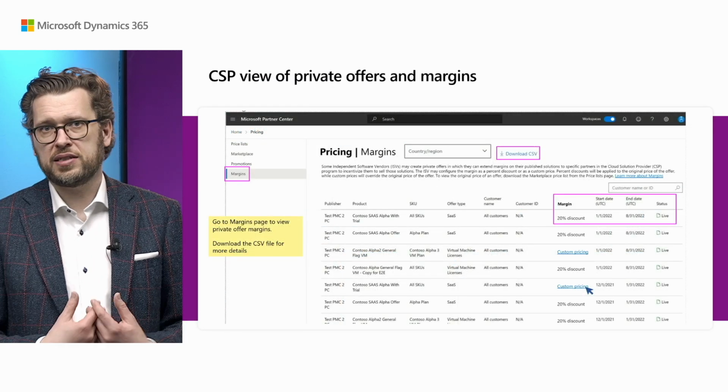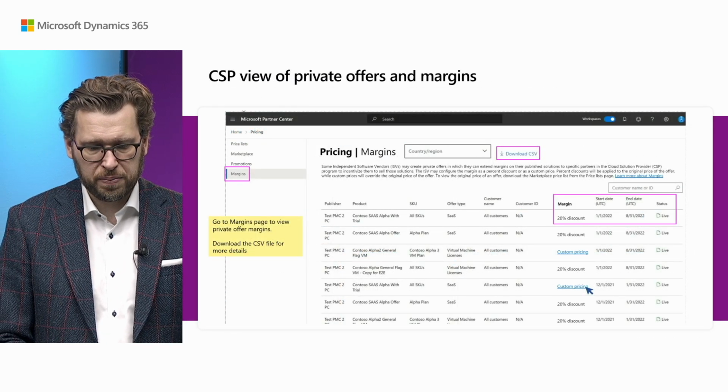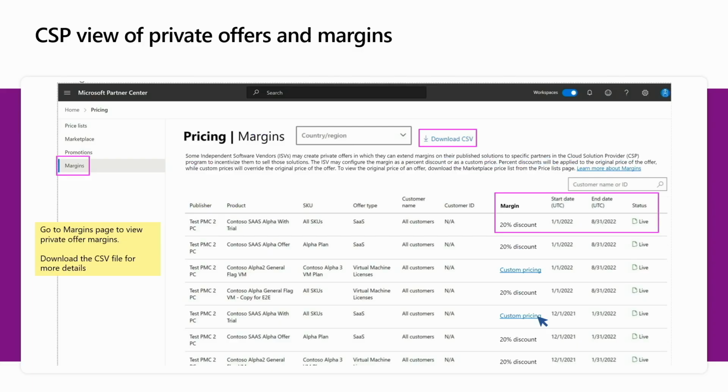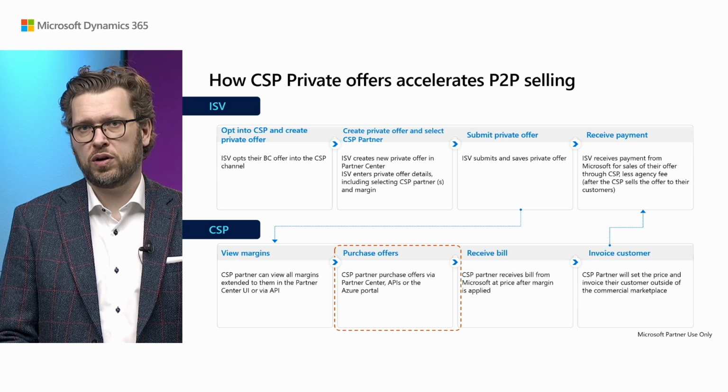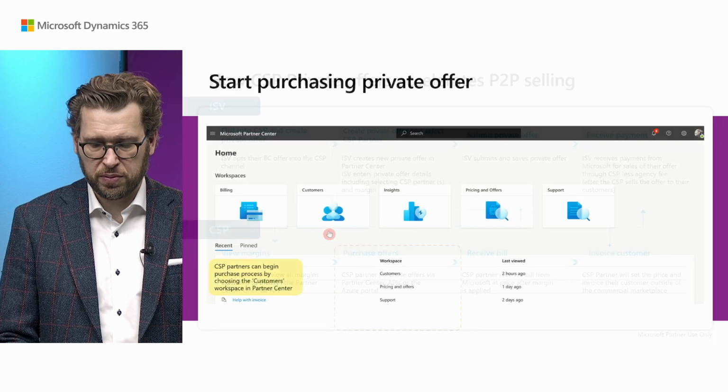But anyway, as a CSP direct bill partner here, you can go in to your Partner Center, right? And look at the offers, the private offers that are made available to you. You can see then the margins that have been extended to you. So that's basically the price list or the catalog that as a CSP reseller you have available. Then you would want to purchase one of those offers on behalf of your customer, right?